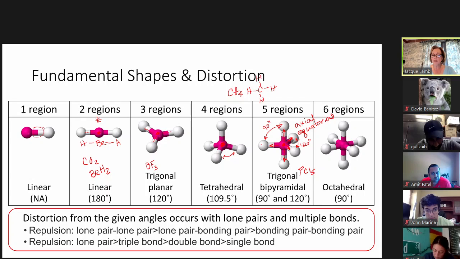And the last one is when you have six regions. We had an example of this as SF6. And in this case, we now have all the same angle again, because from the axial to the equatorial, this is 90 degrees. And also from the equatorial, we now have 4 equatorial electron domains, and they are also 90 degrees apart.